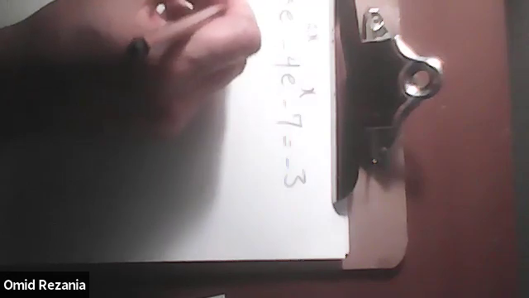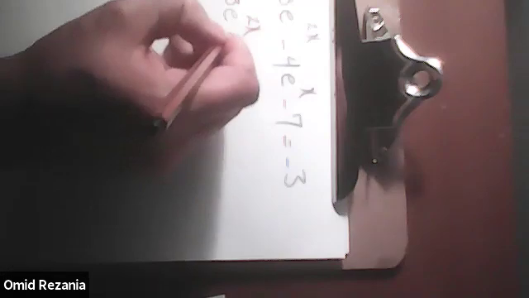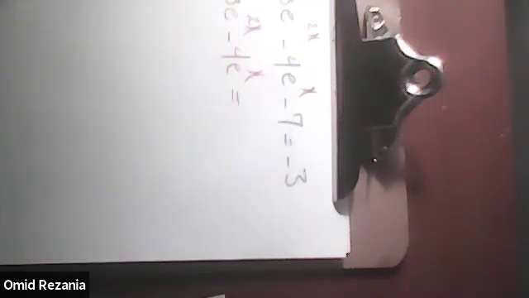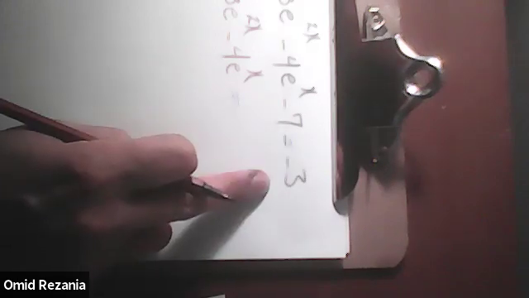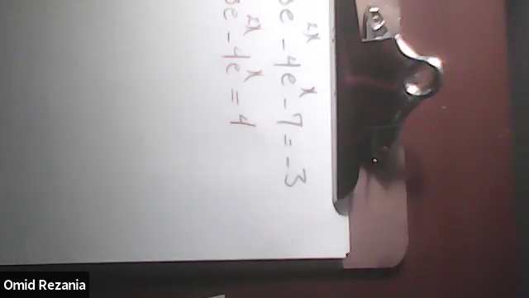Guys, what is going to be the first step? Move the 7. To the right side, you mean? Yes, that's right. Then I'm going to have 3e to the power 2x minus 4e to the power x equals, 7 goes to the right side and becomes plus 7. Minus 3 plus 7 becomes how much? 4. That's great. Fantastic job. Okay, guys, what's the next step now?